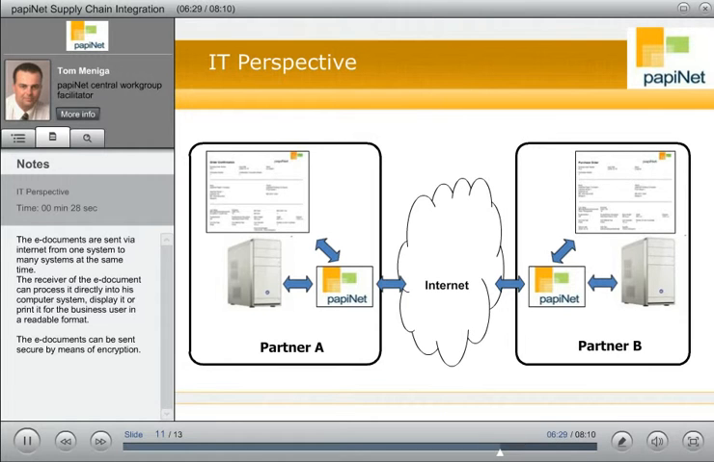This slide is showing you the IT perspective of papiNet e-documents. The e-documents are sent via internet from one system to many systems at the same time. The receiver of the e-document can process it directly into his computer system, display it, or print it for the business user in a readable format. The e-documents can be sent secure by means of encryption.